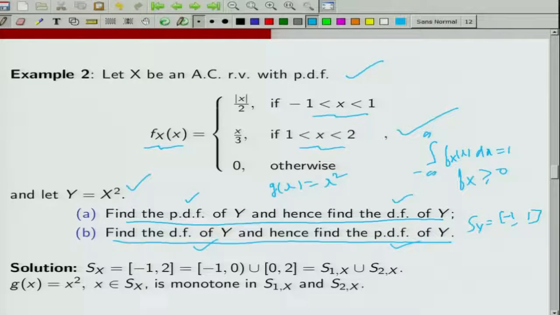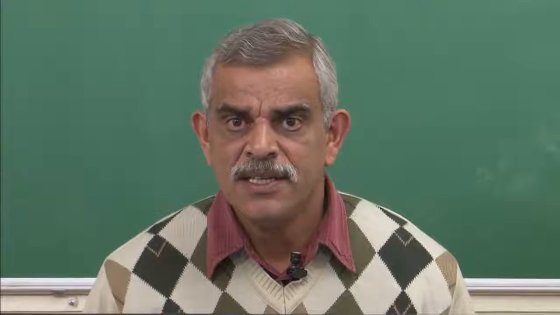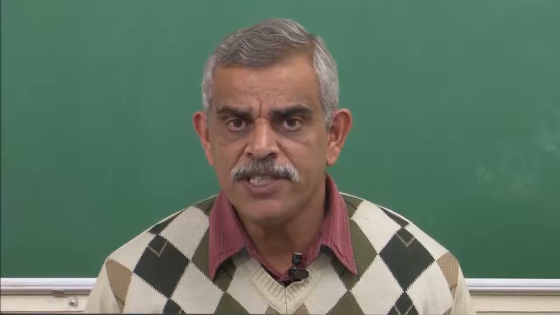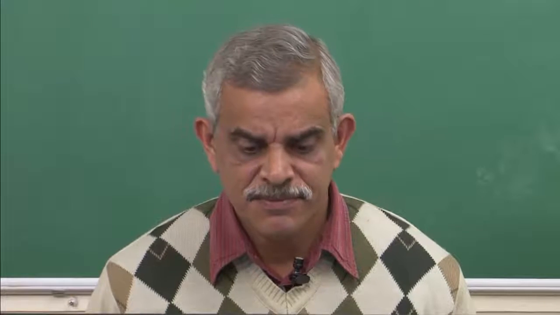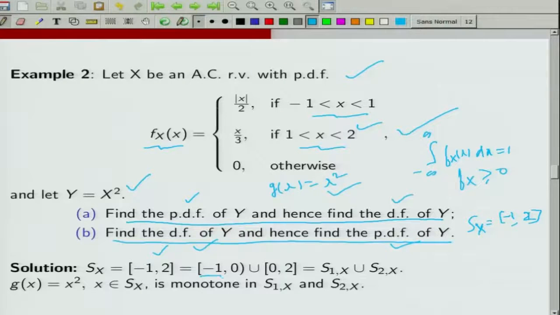As I said, my S_X is -1 to 2, sorry, because it is up to here 2. S_X is -1 to 2. Now I have to see whether g(x) is monotone. Its derivative is 2x, so it will be monotone increasing for x positive and monotone decreasing for x negative. So I break it into two parts. -1 to 0 where it will be monotonically decreasing, and 0 to 2 where it will be monotonically increasing. So I have broken the support of X into two parts.